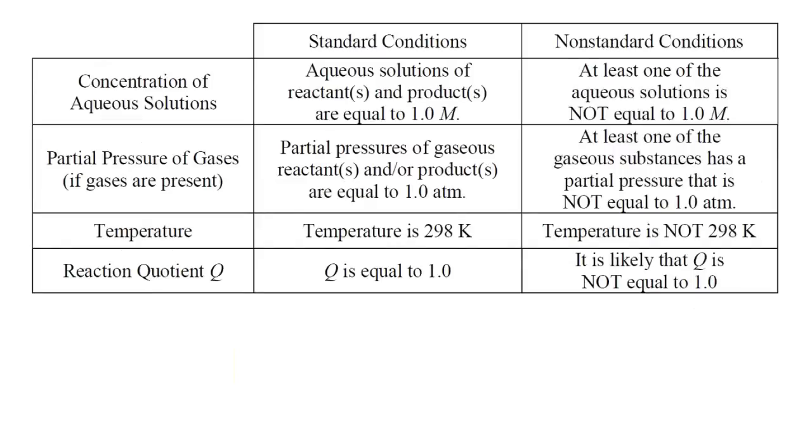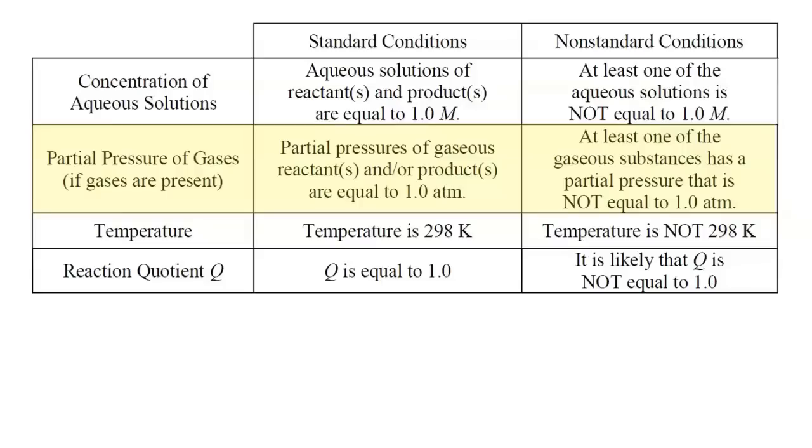All right, so here on this slide, I'm going to do a little compare and contrast between standard conditions and non-standard conditions. So first, let's take a look at the concentration of the aqueous solutions. Under standard conditions, the aqueous solutions of the reactants and the products are all equal to 1 molar. Under non-standard conditions, at least one of the aqueous solutions is not equal to 1 molar. And now for partial pressure of gases. If there are gases present in the system, then under standard conditions, the partial pressures of the gaseous reactants and or products are equal to 1 atmosphere.